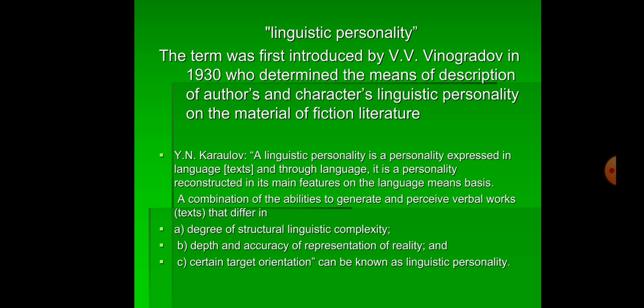The term was first introduced by Vinogradov in 1930, who determined the means of description of authors' and characters' linguistic personality on the material of fiction literature. There is a similar understanding given by Karaulov. A linguistic personality is a personality expressed in language and through language. It is a personality reconstructed in its main features on the language means basis, a combination of the abilities to generate and perceive verbal works, degree of structural linguistic complexity, depth and accuracy of representation of reality, and certain target orientation can be known as linguistic personality.